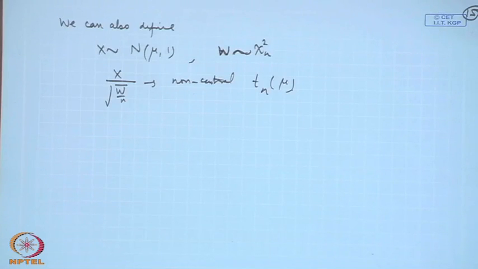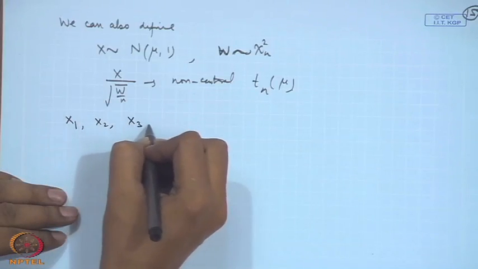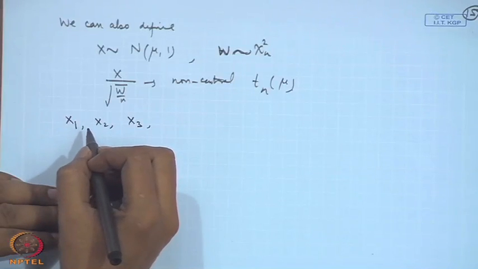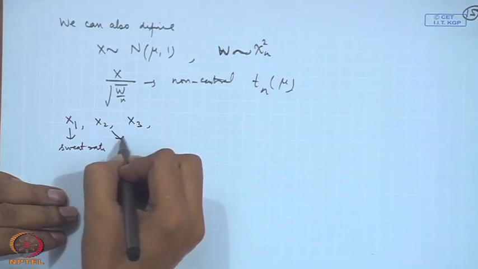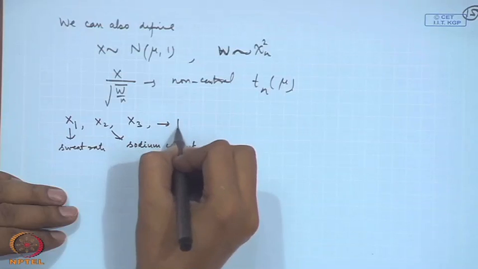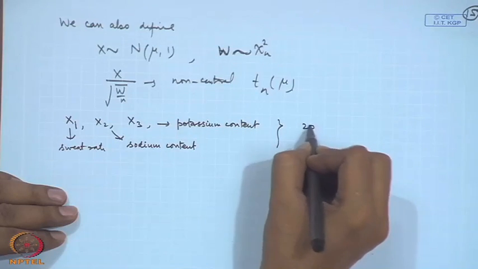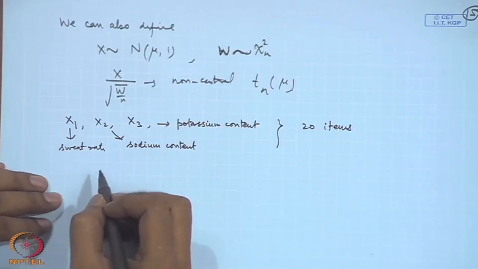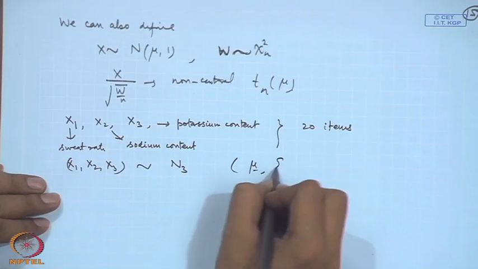Let us look at one or two applications of the sampling from multivariate distributions. Suppose, I am considering say x1, x2, x3. So, x1 is considered as the sweat rate, x2 is considered as the sodium content, X3 is considered as the potassium content. So, this is data on 20 items. So, it is assumed that X1, X2, X3 has N3 distribution with say mu and sigma, and the data is calculated.